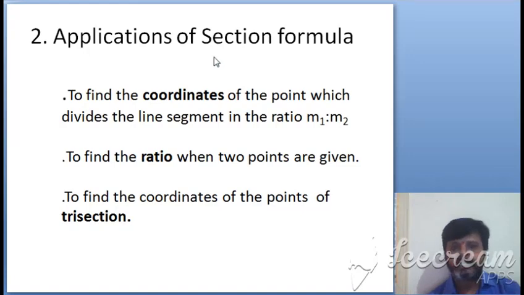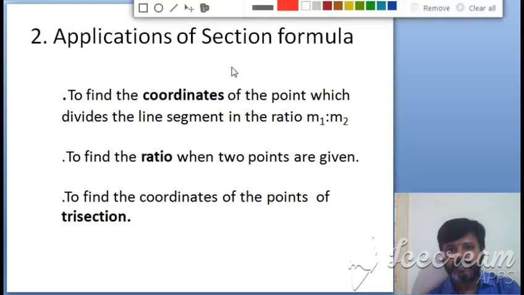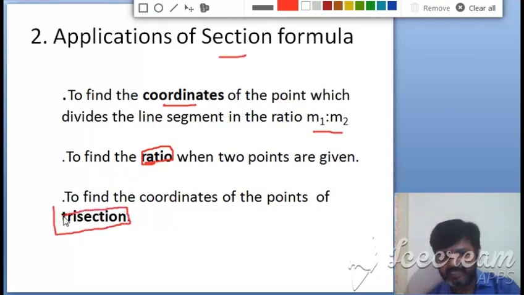Now we will see the application of the section formula. We will use the section formula in 3 cases: when the coordinates of the point are to be found when the ratio m1 is to m2 is given; to find the ratio, when the question asks to find the ratio; and most importantly, when the word trisection is used. So we use the section formula in 3 cases: coordinates of the point when the ratio m1 and m2 is given, when the word ratio is given, and when the word trisection is used.